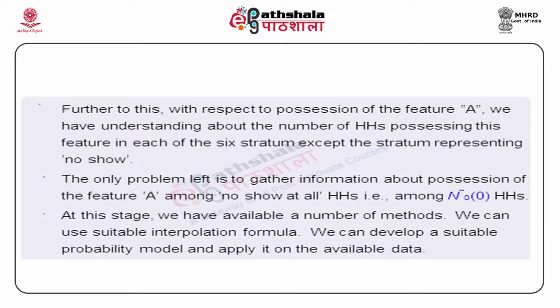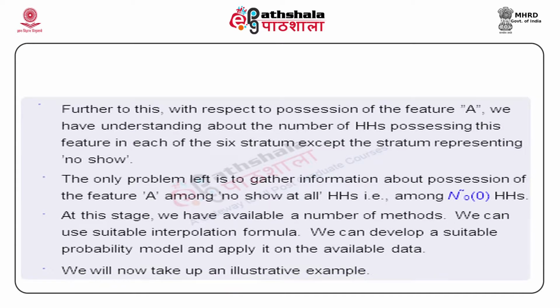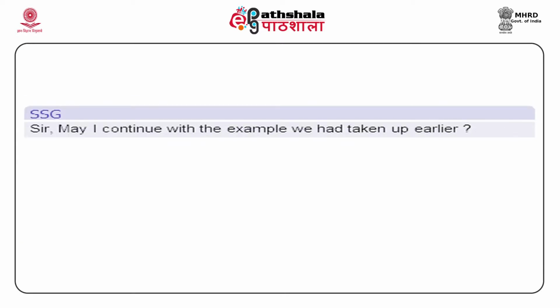At this stage, we have a number of methods we can use. We have done everything except for n0 tilde 0, where we do not know how many of them belong to the category A. But we have information on other categories at this moment. We can develop a suitable probability model and apply it on the available data. Let us take up an illustrative example. So, may I continue with the example we had taken up earlier?